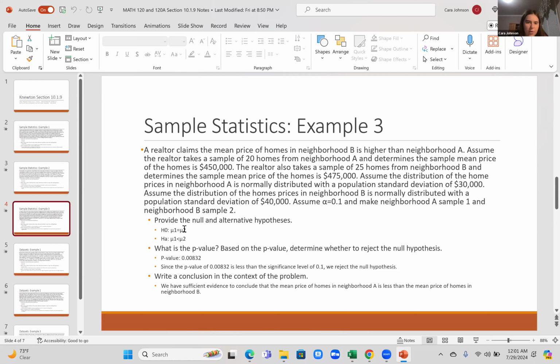So our null is always mu1 equals mu2. Now the alternative here, I said neighborhood B is higher than neighborhood A. So that means mu1, which represents neighborhood A, is less than mu2, which represents neighborhood B. So the wording's a little tricky here. Let's go to our Rguroo and enter everything in.